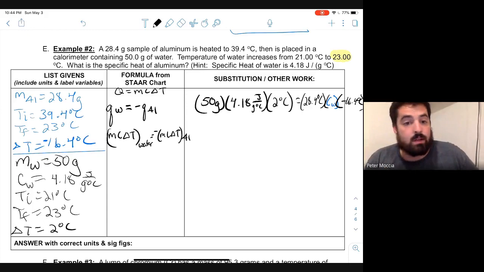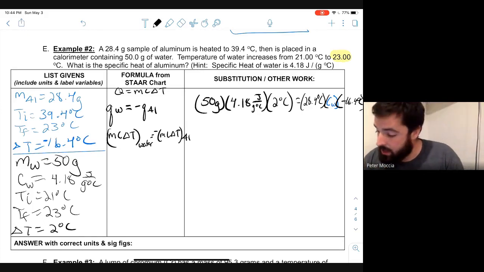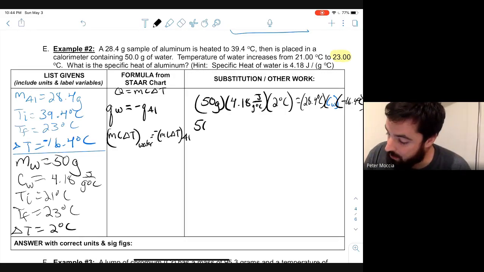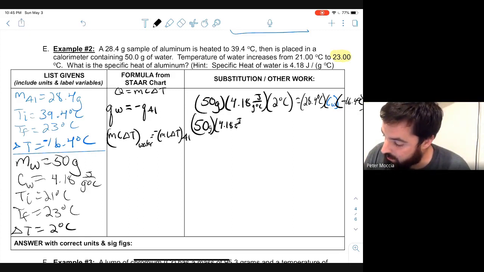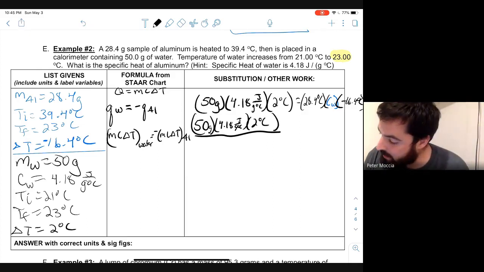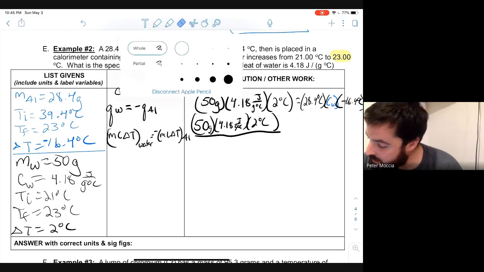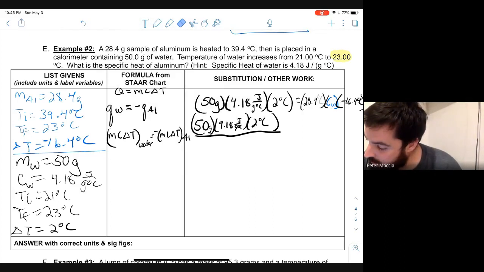So then what we're going to do, we are going to say 50 grams times 4.18 joules per gram degrees Celsius times 2 degrees Celsius divided by what's over here. I messed up. Hold on. This should say 28.4 grams. I'm so sorry.